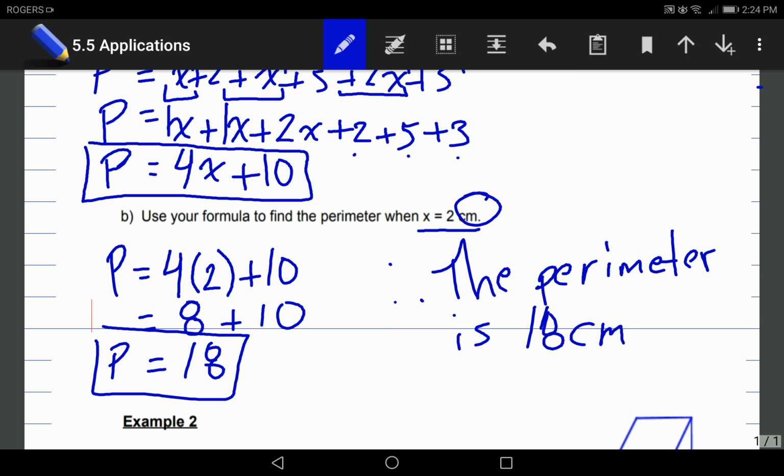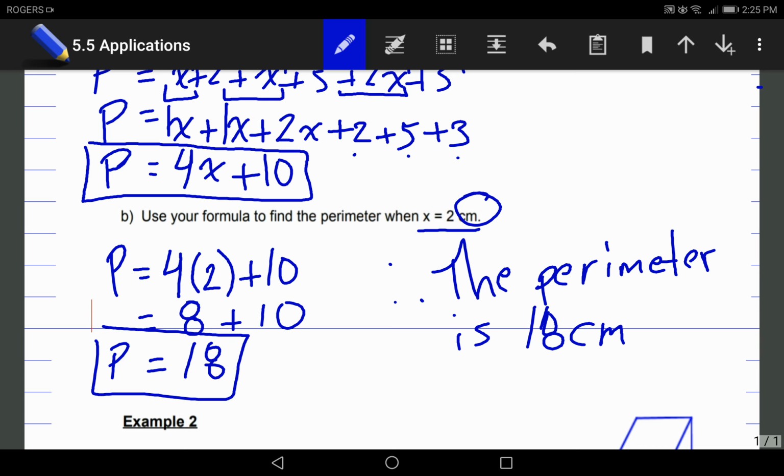Okay, that's the whole point of a therefore statement, is you want to be explicitly clear as to things like what the units are or what you actually found. In our case, we actually found the perimeter. Okay, so the perimeter is 18 centimeters.